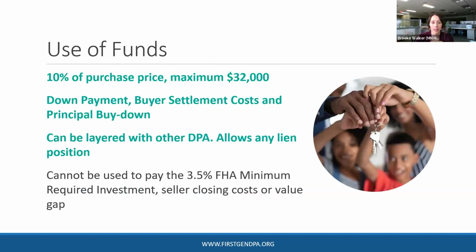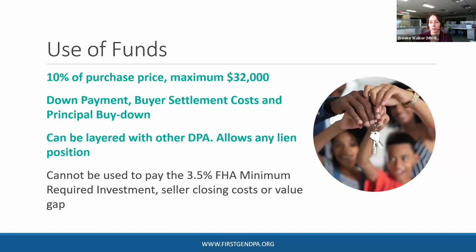The use of funds is pretty standard. One of the things that we advocate for in the best practices is that the down payment is significant enough to make a difference. So we recommend 3% of the median home price in the county.